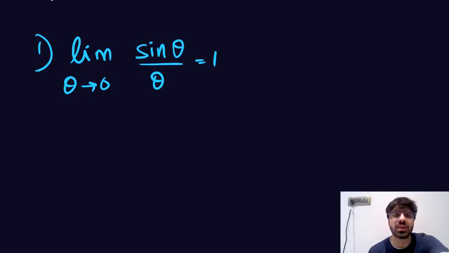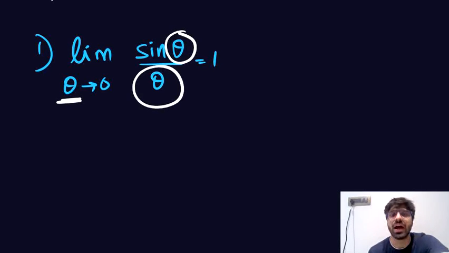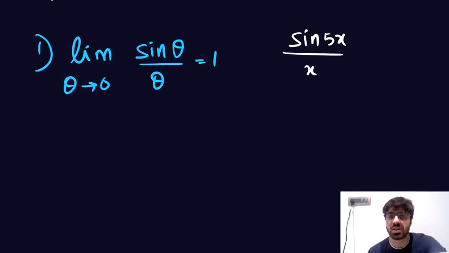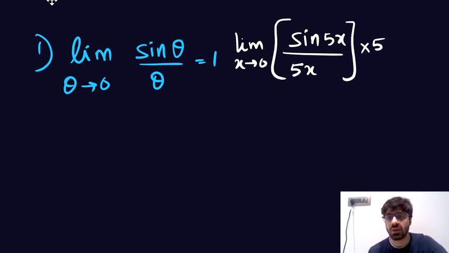Mark a very important thing here: the term here and here have to be the same. So say for example, I talk about sine 5x upon x when the limit of x tends to 0. You have to take care to see that the term here and here is the same. Because this is 5x, we can make this equal to 5x by multiplying and dividing with 5. Okay, and then x tends to 0 is what we have. We need this term to tend to 0.